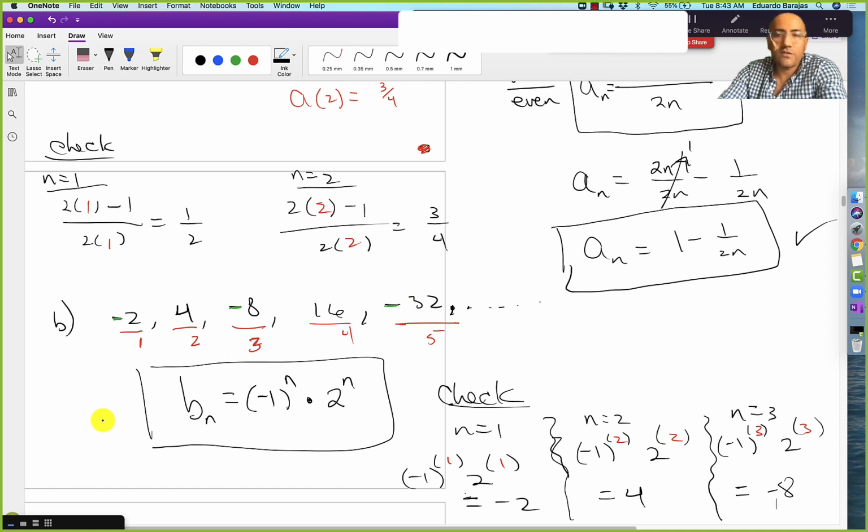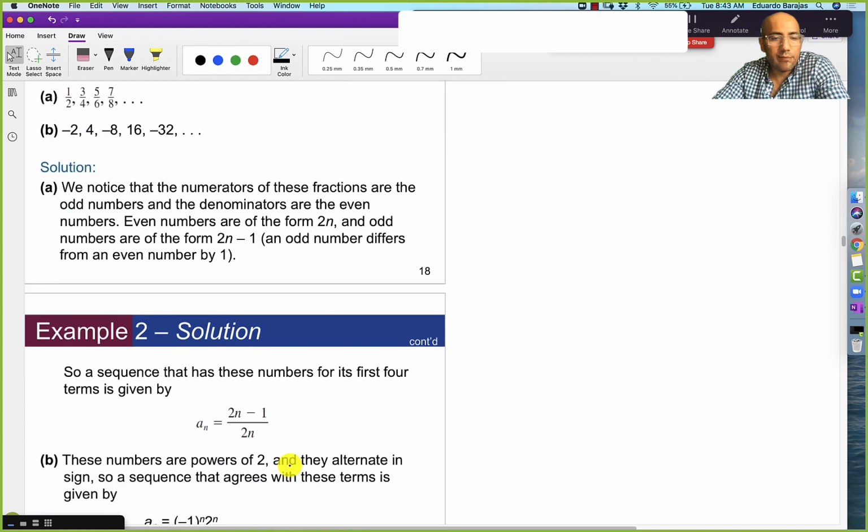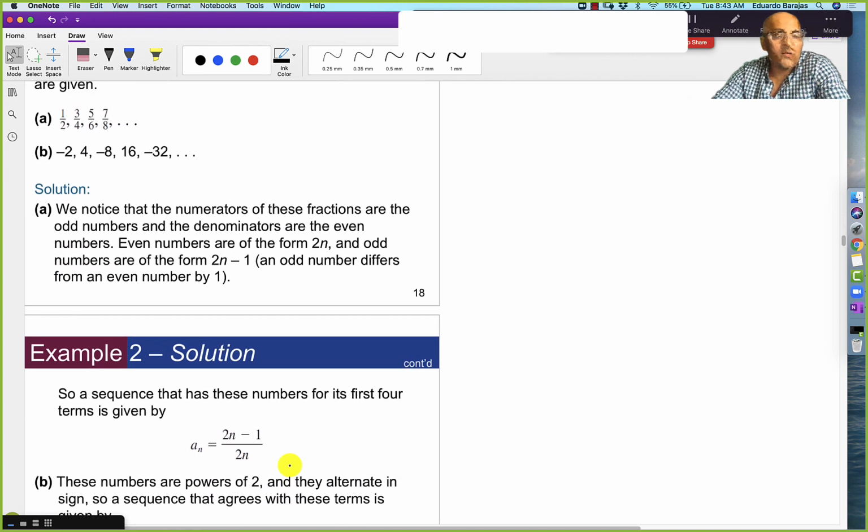Any questions? So it's a little trickier when you're trying to find the formula. See what the author did, probably the same thing. We notice that the numerators of these fractions are the odd numbers, the denominators are the even numbers. Even numbers are of the form 2n, the odd numbers are of the form 2n minus 1. The odd number differs from an even by a 1. So once we have all the even numbers that are 2n, we just subtract 1 and we get all the odd numbers.